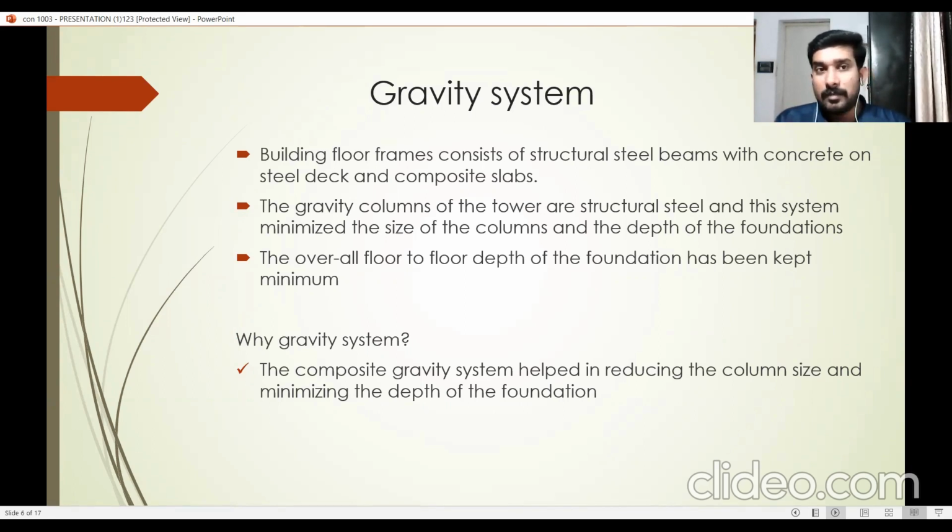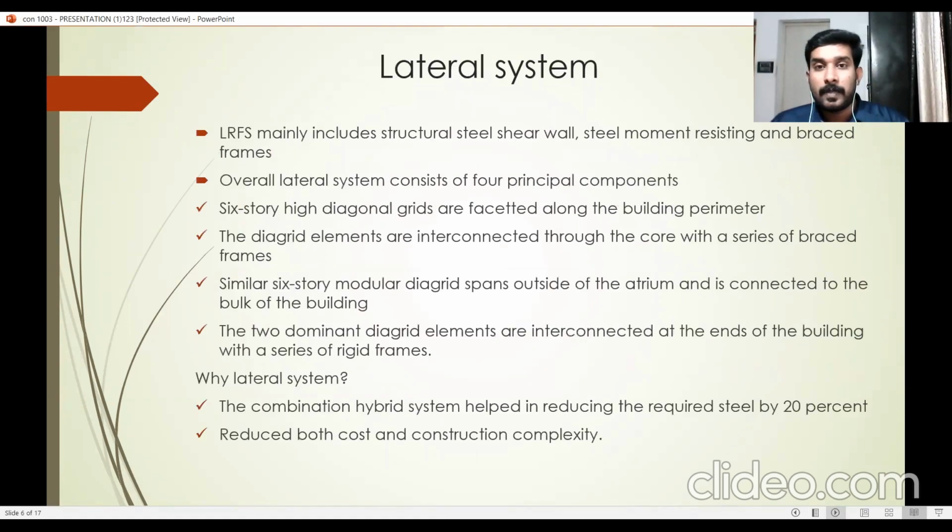This gravity system permits even distribution of heat as well as air transfer between the raised floor and the structural floor without any hindrance or interference. The composite gravity system helps reduce the column size as well as minimize the depth of the foundation. So now we can look into the lateral system.